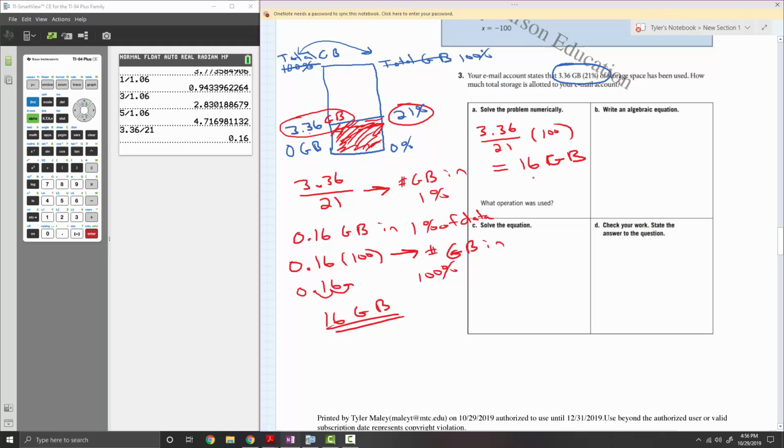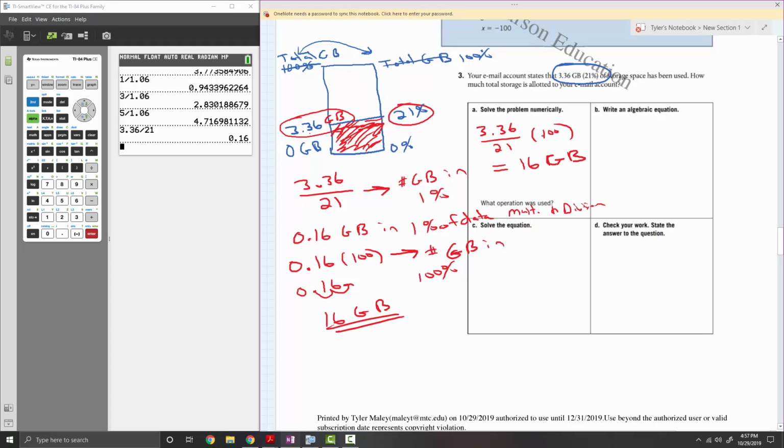Right? So it says what operations was used. Some people might have used just division or something. We could have got away with that, but we actually used 2 operations: multiplication and division.